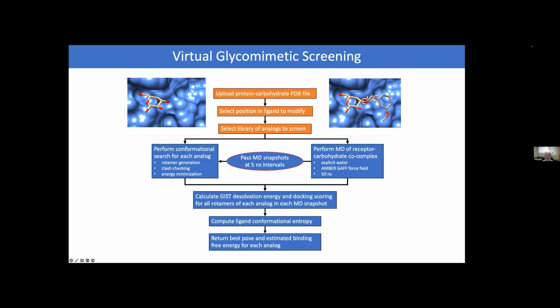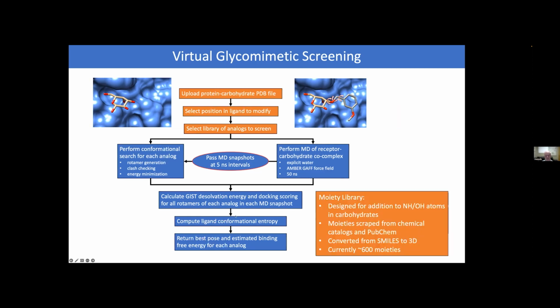So we're not just doing this with an implicit model, but once we've got a reasonable pose for the glycomimetic, we apply force field parameters and then run an MD. After that, we can do whatever analysis we want.